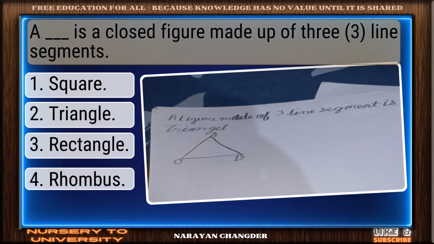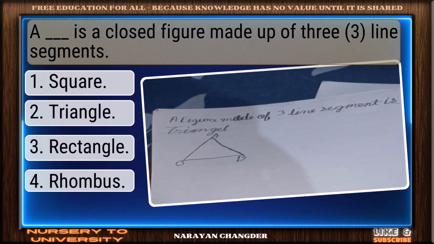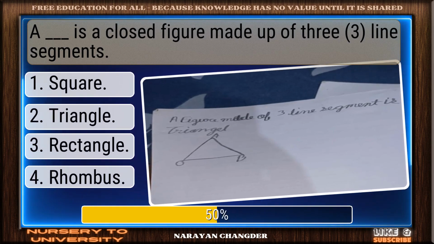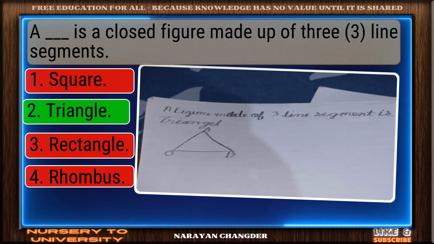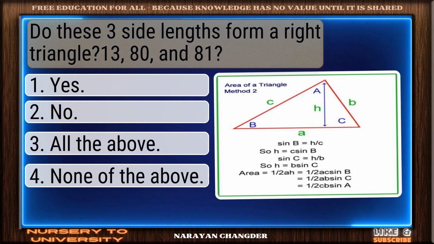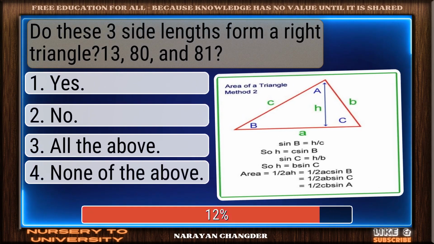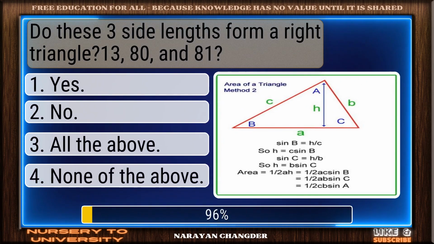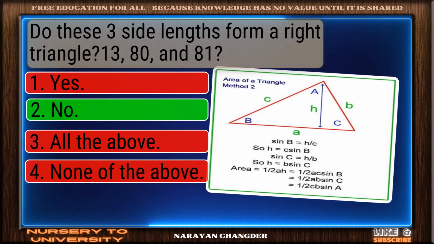Question number 29. A dash is a closed figure made up of 3 line segments. Well done. Triangle is the right choice. Question number 30. Do these 3 side lengths form a right triangle? 13, 80, and 81? Great job. No is the accurate answer.